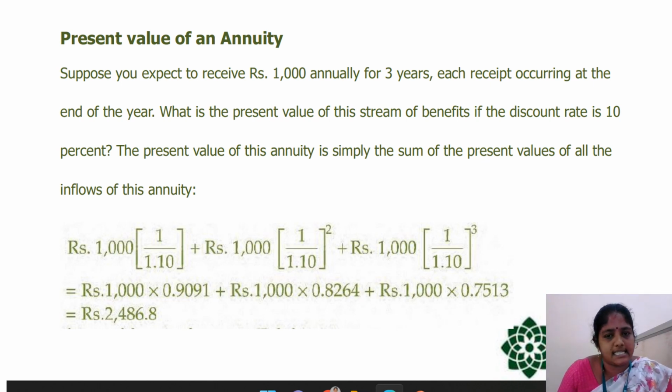The value is 1,000 rupees per year, and we are going to calculate for 3 years: first year plus second year plus third year. For the first year we have the present value factor, 1 divided by 1.10. Multiply the initial amount with this factor, and you will get the value for 1 year. Then sum these 3 year values, and we will get the total value for 3 years.